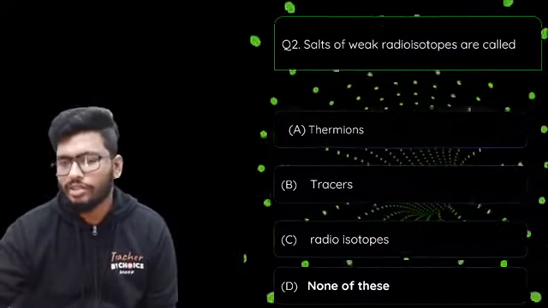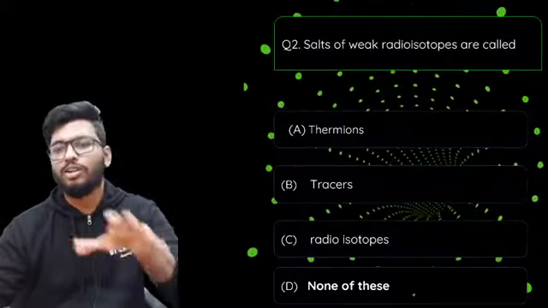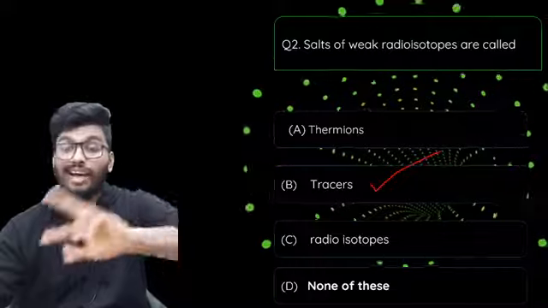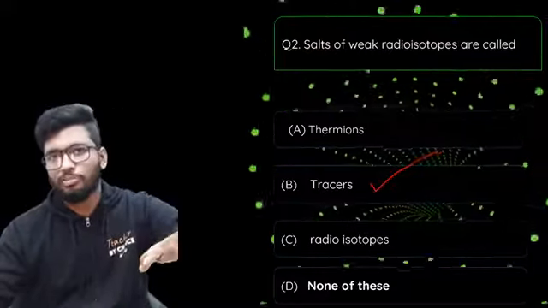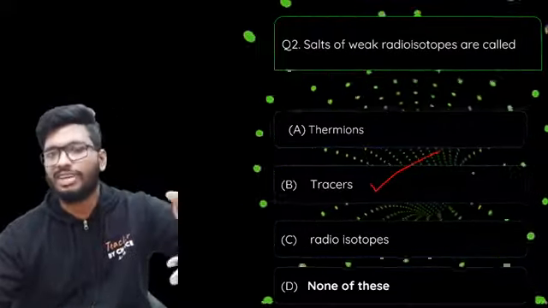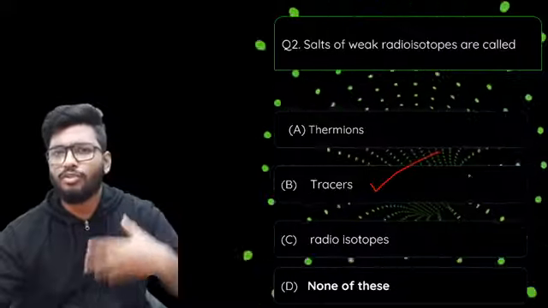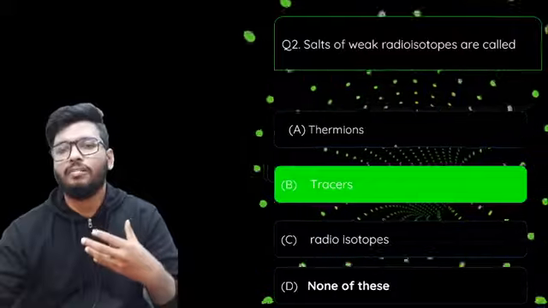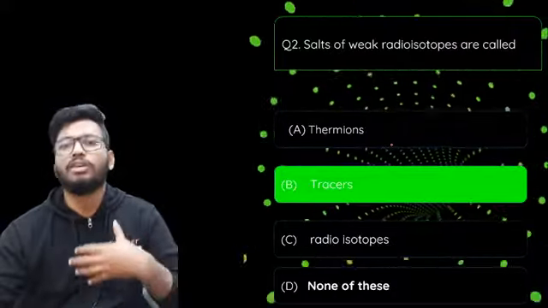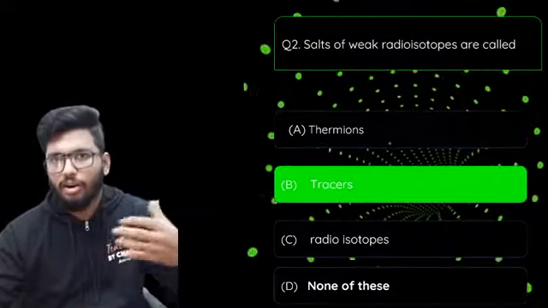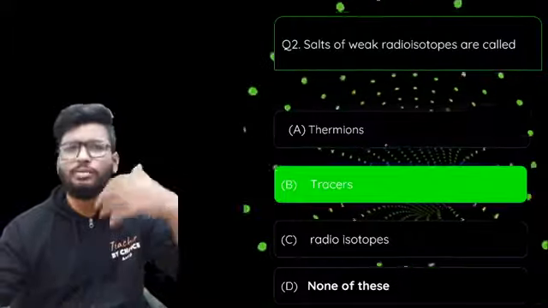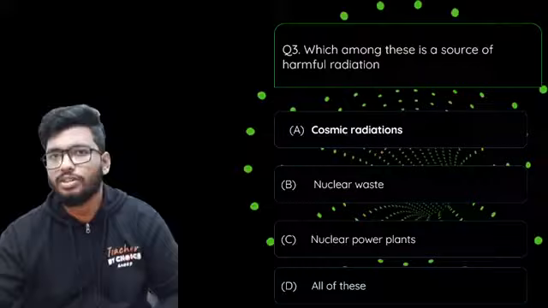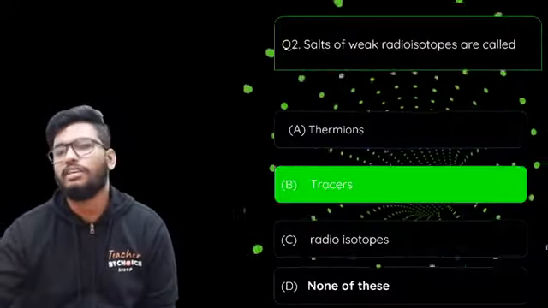Next one. Salts of weak radioisotopes are called what? Thermions, tracers, radioisotopes, or none of the above. Salts of weak isotopes are called tracers, which are used both in plants as well as in humans. In the case of plants, it is used to check the effect of fertilizer on the plant, and in the case of humans, it is used to check if there are any blood clots, brain clots, brain tumor, or any problem with your heart. For all of that reason, we use those sorts of weak radioisotopes.